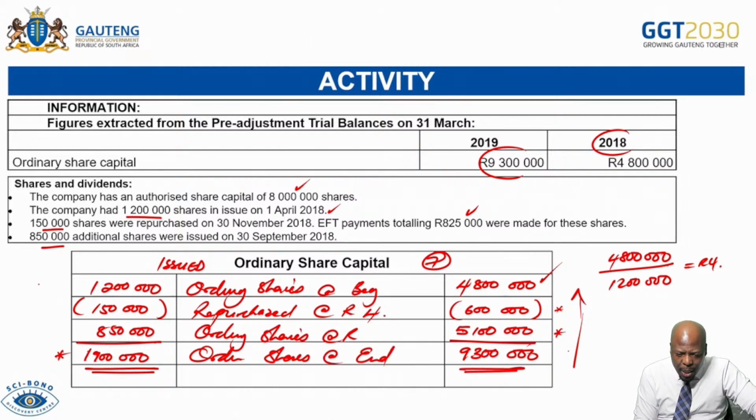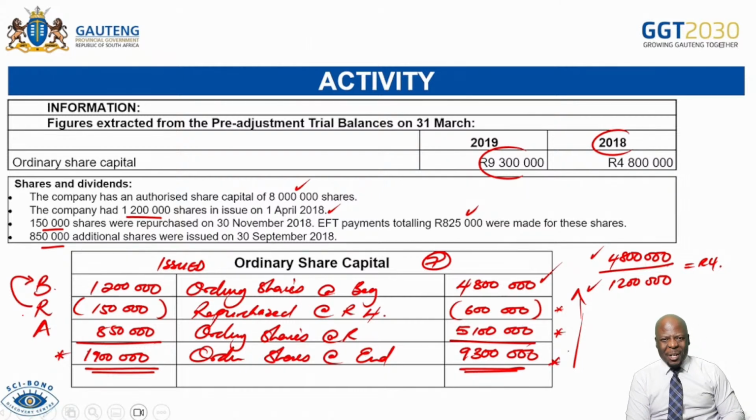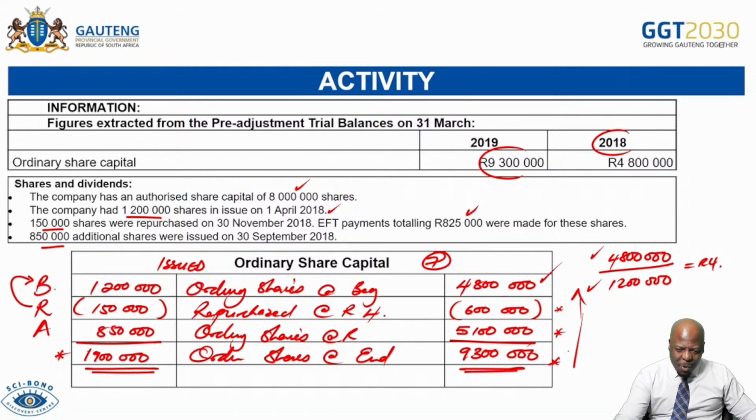Now, you will see that we had a beginning, we had repurchase, we had addition. Okay, so for me to get my average price, I had to look at the B that is close to the R, which is the beginning. Hence, I took the one at the beginning and not at the end. I had to look at the B that was close to the R. Okay, is that good?